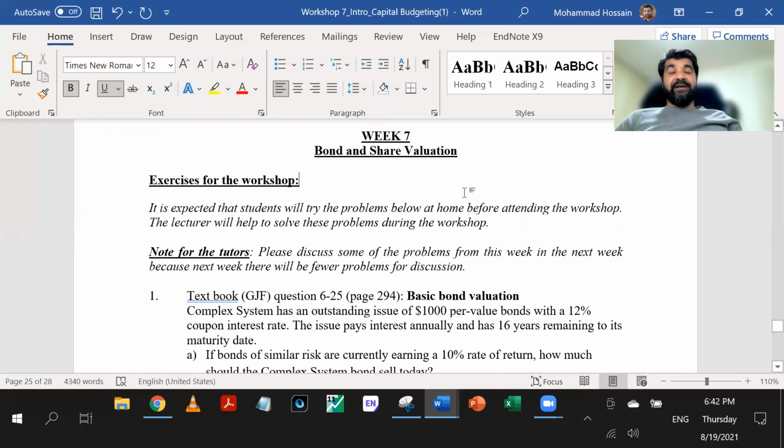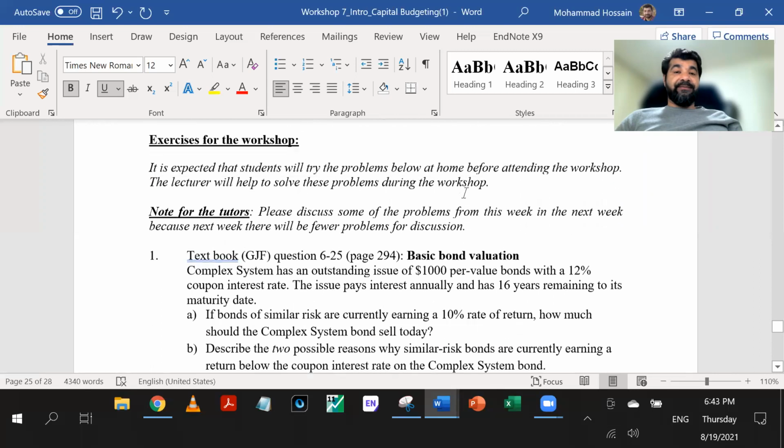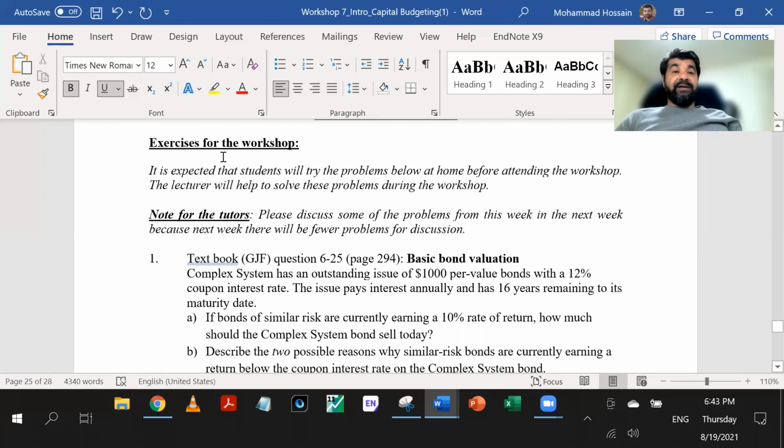Then you will receive an email from Mohammed Reza. All exercises for the workshop. It is expected that the student will try the problems below at home before entering the workshop. The lecturer will help to solve these problems during the workshop.